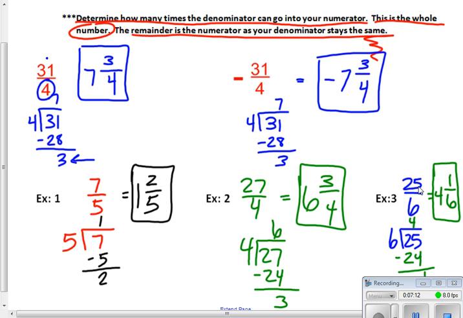This will conclude our lesson on mixed numbers and improper fractions.